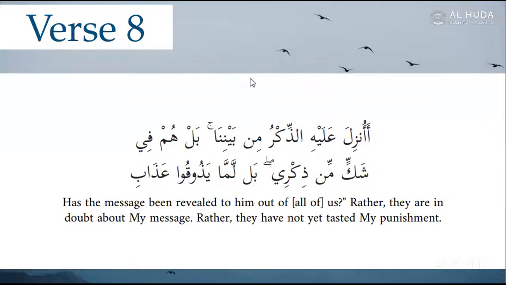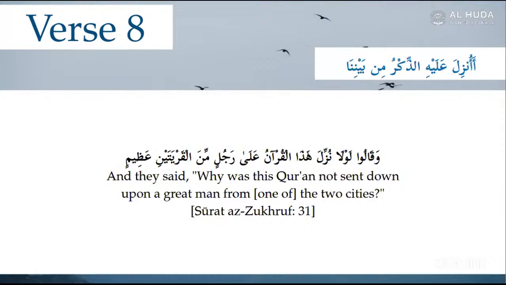Was he the only person left to be chosen for al-dhikr? As if they were amazed, how could the Qur'an be revealed upon him while all of us are still here? It didn't come to one of us. Why is this relatively young man chosen? In Surah Az-Zukhruf, verse 31, we learn, وَقَالُوا لَوْلَا نُزِّلَ هَذَا الْقُرْآنُ عَلَىٰ رَجُلٍ مِّنَ الْقَرْيَتَيْنِ عَظِيمٍ. And they said, why was this Qur'an not sent down upon a great man from one of the two cities, Makkah or Ta'if?